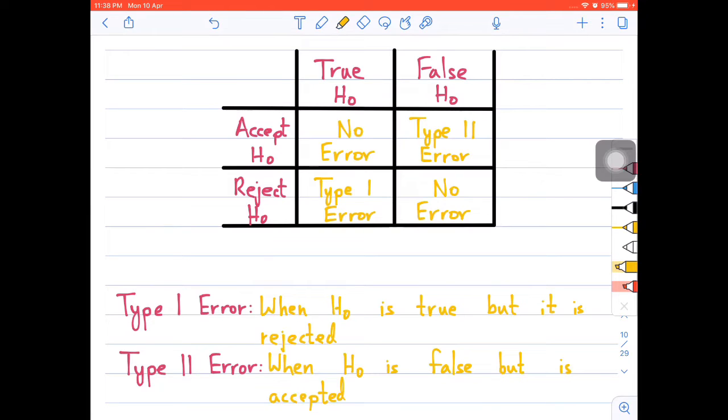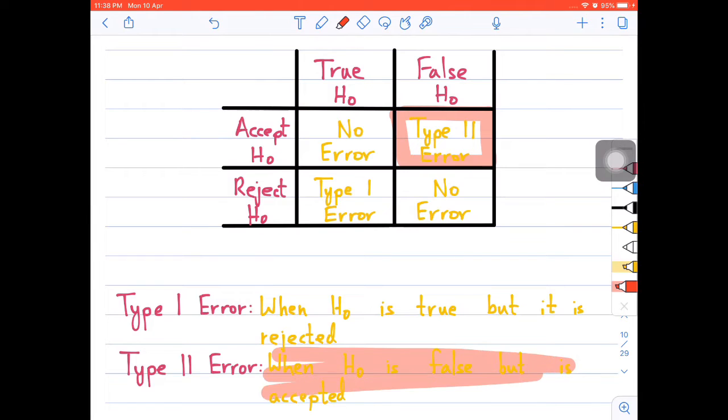Then the second possibility is that the null hypothesis is false, the statement was not correct. If the false statement is rejected, that is this box, then that is again no error because it was a false statement that was rejected. However, if the false null hypothesis was accepted, then that is a type 2 error. When H0 is false but it is accepted, that is a type 2 error.